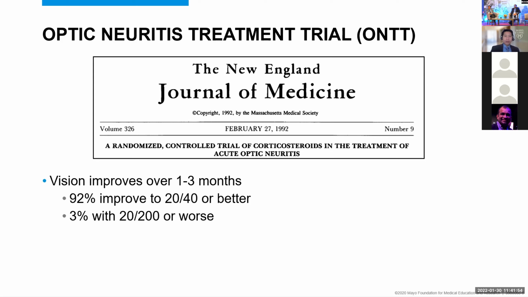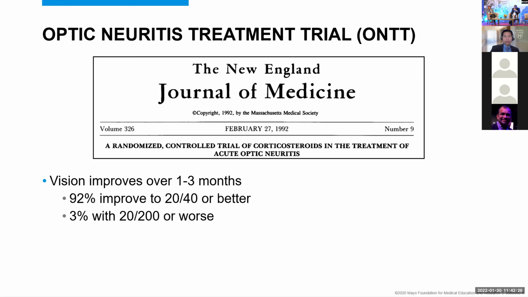A lot of what we know about optic neuritis, we still quote from the Optic Neuritis Treatment Trial, which is now over 30 years old, published in February of 1992 in the New England Journal of Medicine. And what it told us is that optic neuritis tends to get better. It typically improves over 1 to 3 months after a bout of optic neuritis, and 92% of patients improve to 20/40 or better, with only 3% of patients with a vision of 20/200 or legally blind or worse.